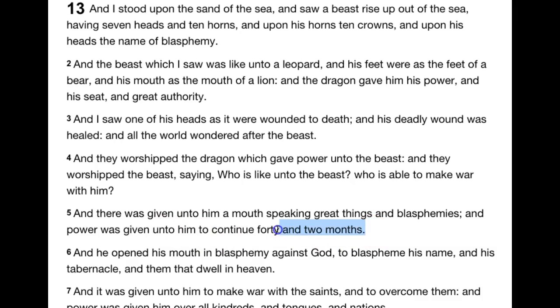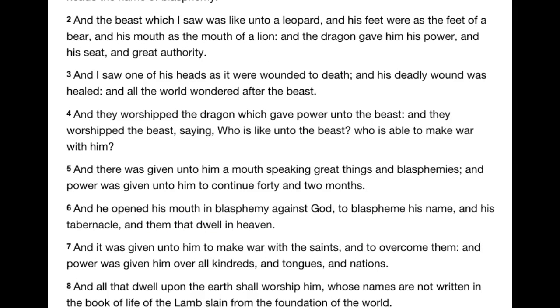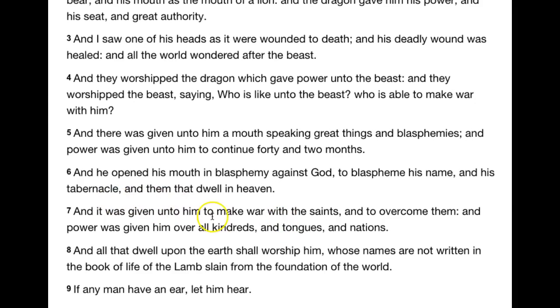Because this is a truth network, I use the set-apart restored Hebrew names for our creator Yahuwah and his true son Yahusha. So it says in verse 6, "And he opened his mouth in blasphemy against Elohim, to blaspheme his name and his tabernacle and them that dwell in Shamayim, or heaven. And it was given unto him to make war with the Kadashim, or saints, and to overcome them, and power was given him over all kindreds and tongues and nations.